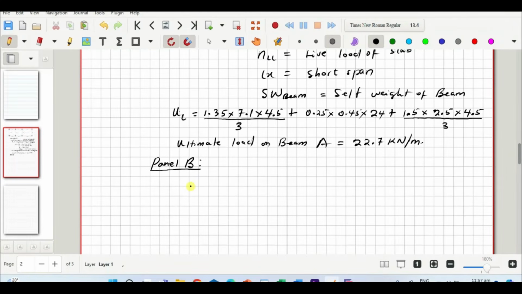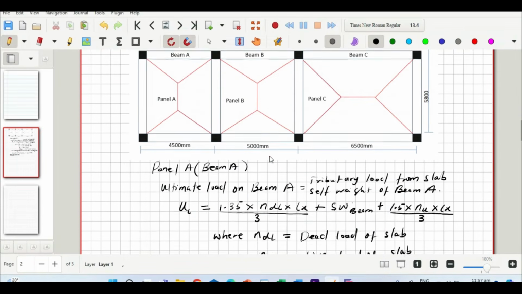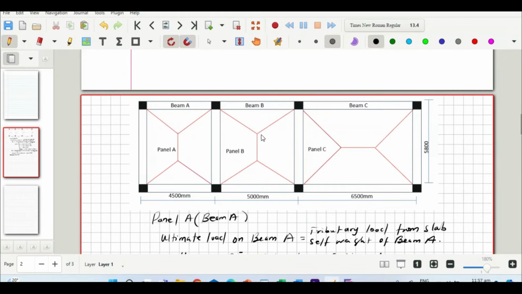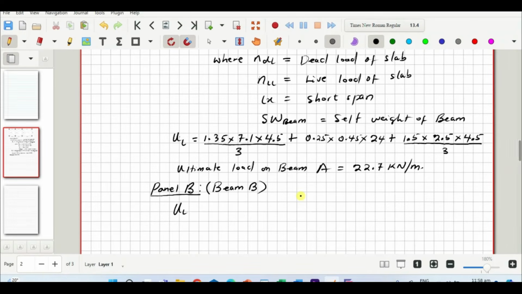So we'll move on to panel B. Again we are considering beam B, this beam. And again, it has a triangular load distribution, so we'll use the same formula we used here. Our ultimate load, which is UL, will be given as 1.35 multiplied by NDL multiplied by Lx all on 3, plus the self-weight of the beam, plus 1.5 multiplied by NLL multiplied by Lx all on 3.